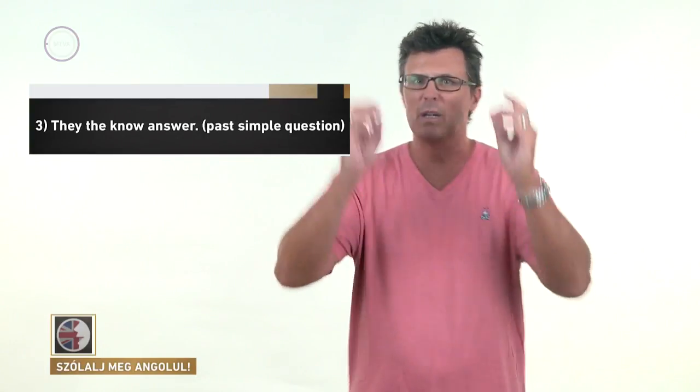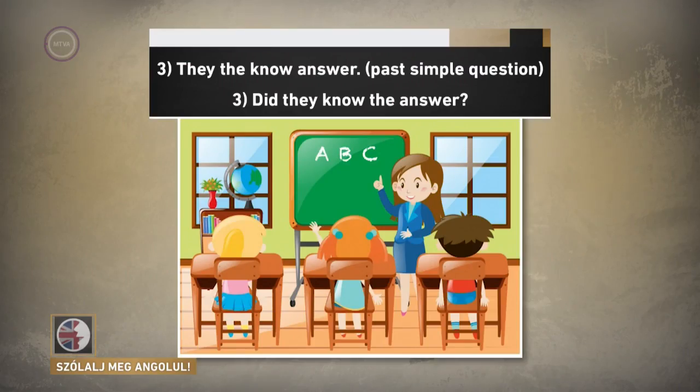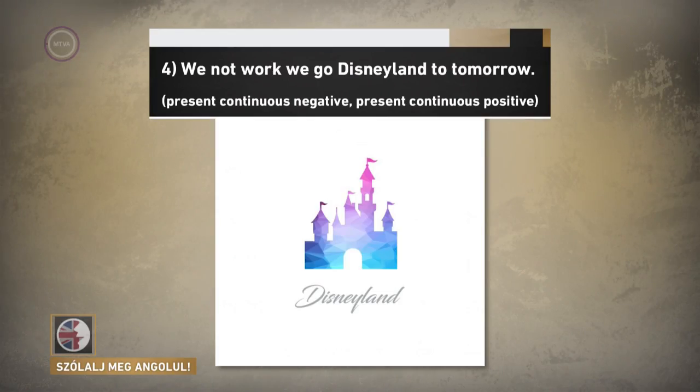Let's see it. Number 3, they the no answer, past simple question. Number 3, did they know the answer? Excellent, on we go. Aha, the next one is meant to be in the present continuous. Okay, no problem.